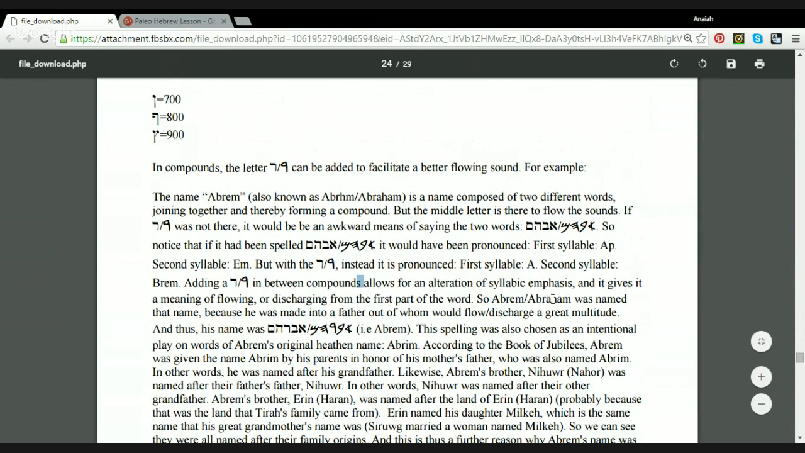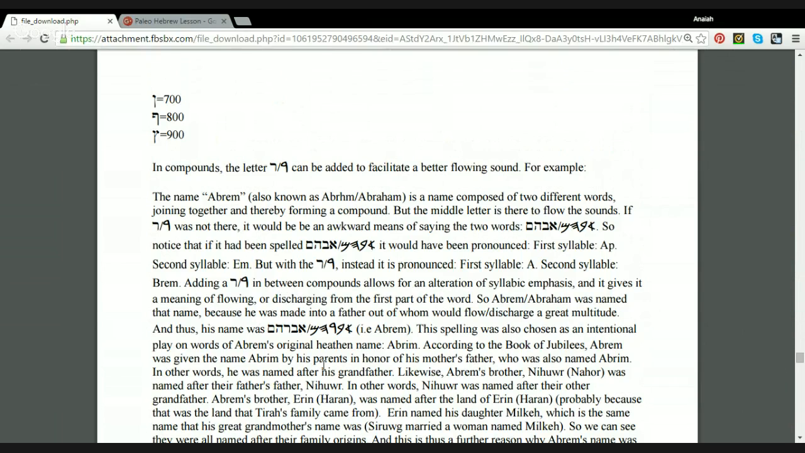So Abram or Abraham was named that name because he was made into a father out of whom would flow or discharge a great multitude. This spelling was also chosen as an intentional play on words of Abram's original heathen name. Jubilees tells us that Abram was named after his grandfather that had died, and his grandfather's name was Abram.